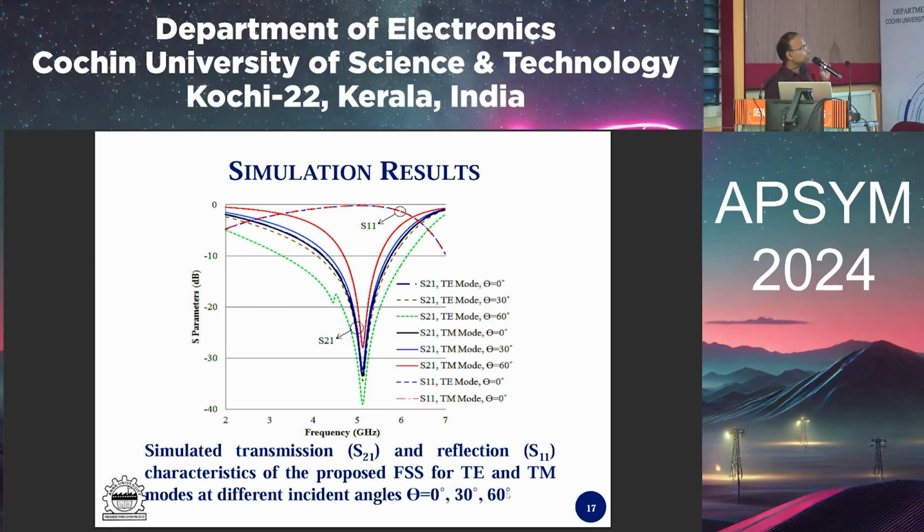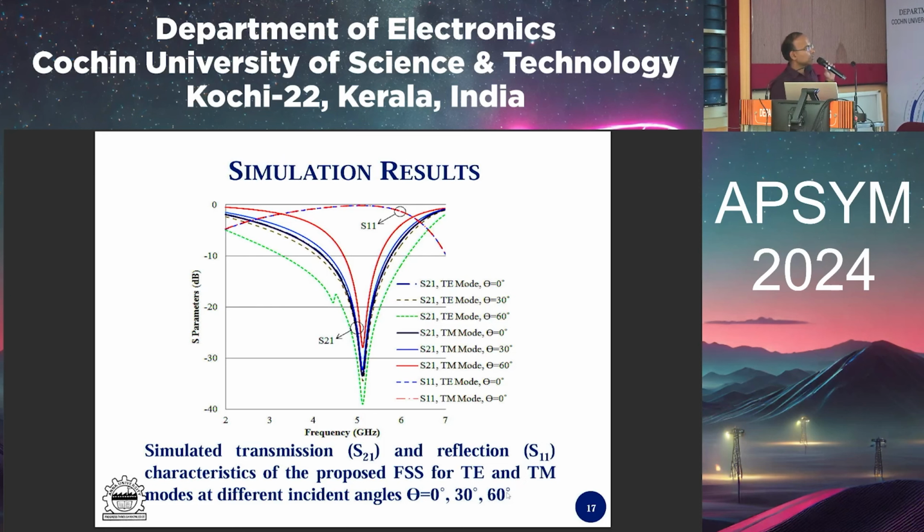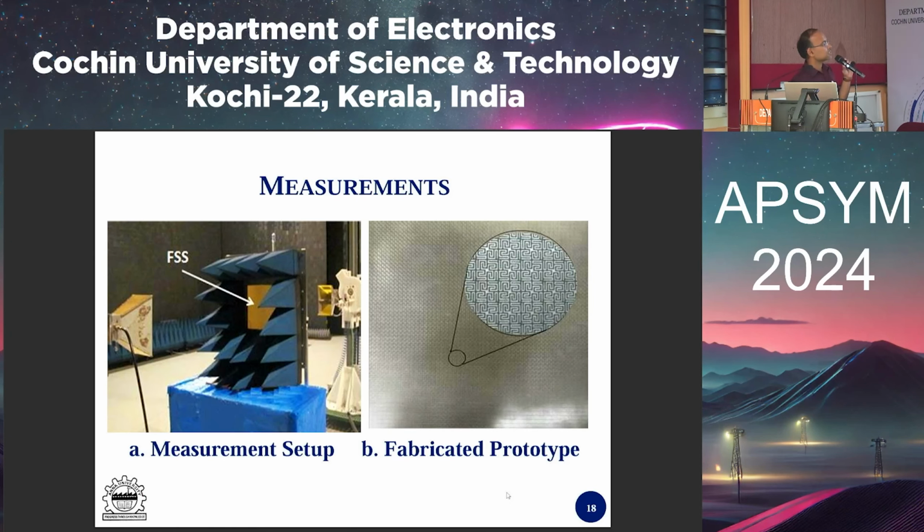All these different colors mean angular stability as well as polarization stability. Here TE mode and TM mode convey that the FSS design satisfies polarization stability, and angles 0, 30, 60 convey that it satisfies angular stability. This is the measurement setup.